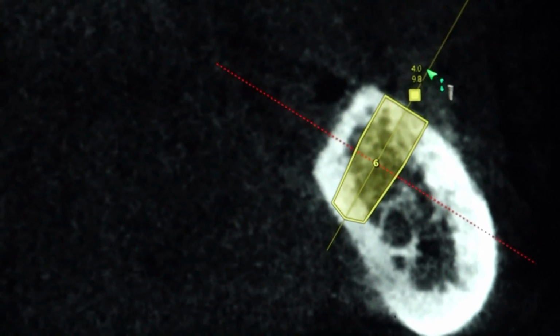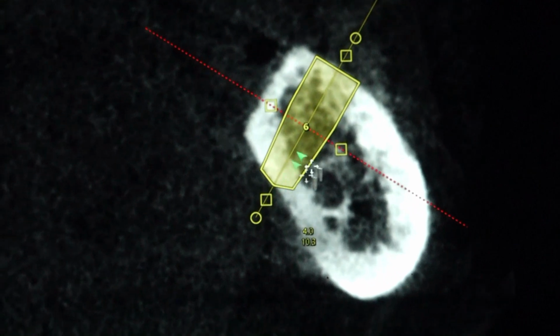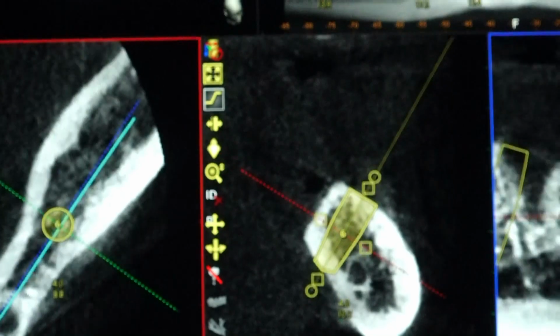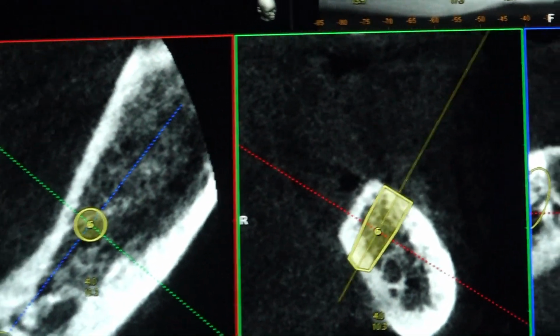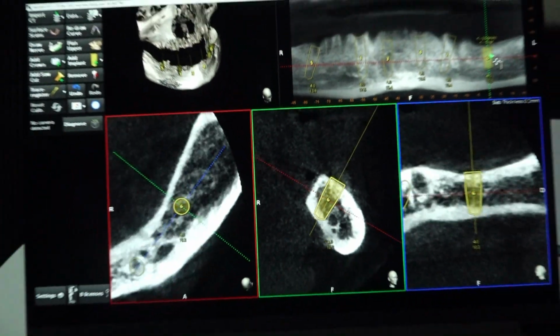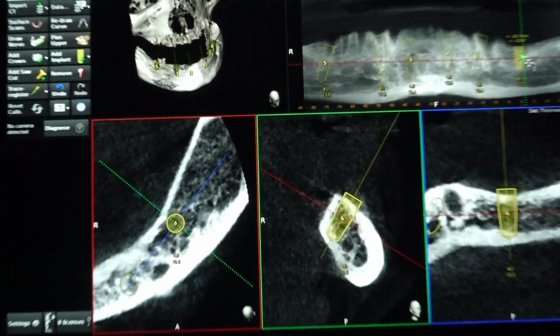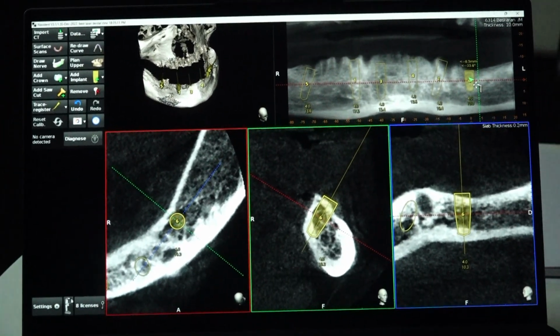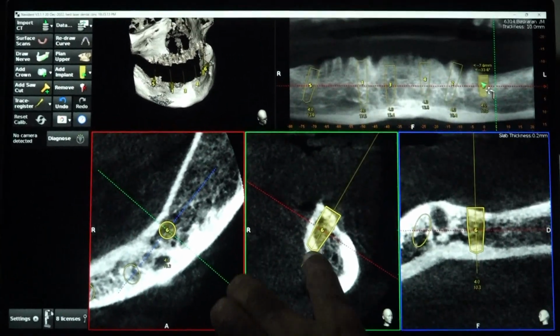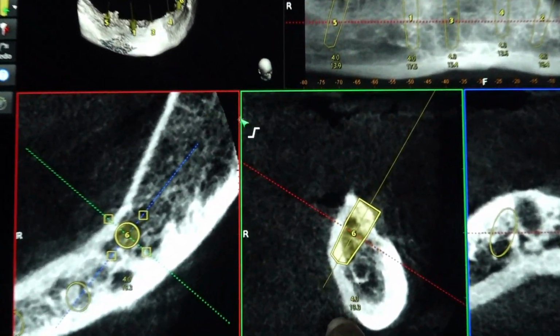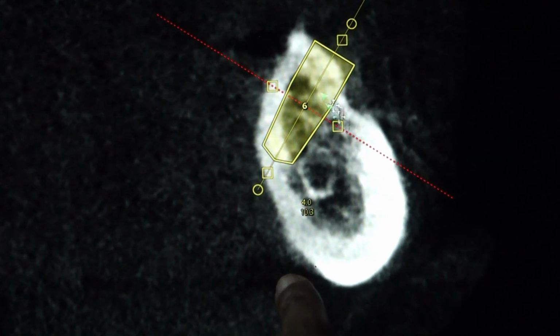About a 10 mm implant you can place. Good quality bone, either BCS or compressive. If you are planning for BCS, better place 2 implants. See, I am shifting. I am slowly shifting into the first molar area. So this is the first molar area.